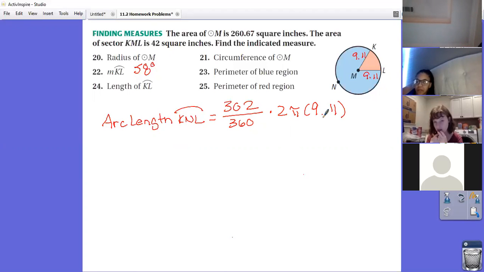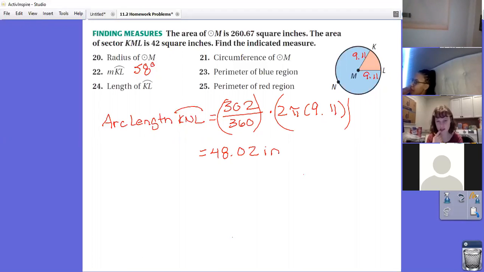Okay, so there I put in the radius of 9.11, find the arc length. Once I put all of this in my calculator, you should get approximately, I think it's 4.802 inches for the arc length. Once you have the arc length of K and L, you have 9.11 as a radius plus 9.11, because you want to find the perimeter of that entire region.